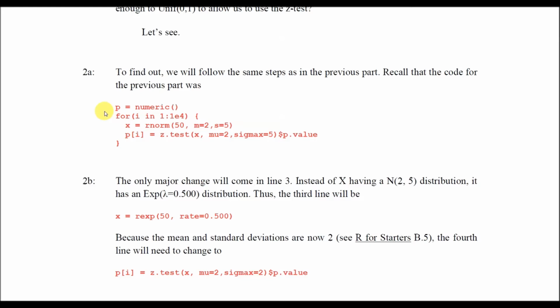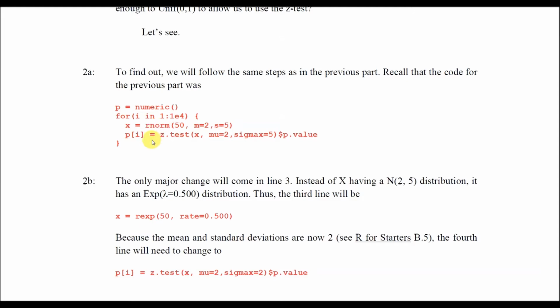Recall from the previous part that the Monte Carlo part, or the simulation part, consisted of these 5 lines. Line 3, we're drawing our random data. In the last part of the lab, we were drawing a random sample from a normal distribution with a sample size of 50. The mean was 2 and the standard deviation was 5. In this part of the lab, we're going to change this up a bit. We have to draw it from an exponential with lambda, or the rate, equal to 1/2.